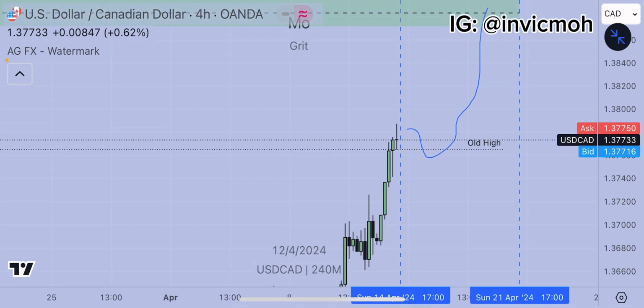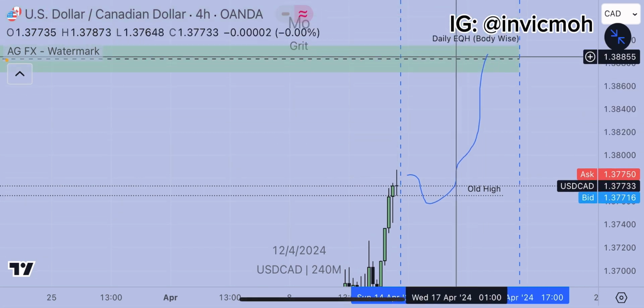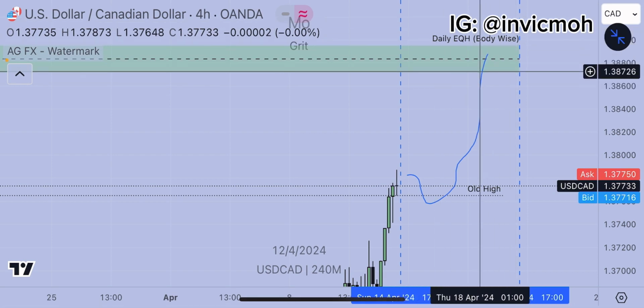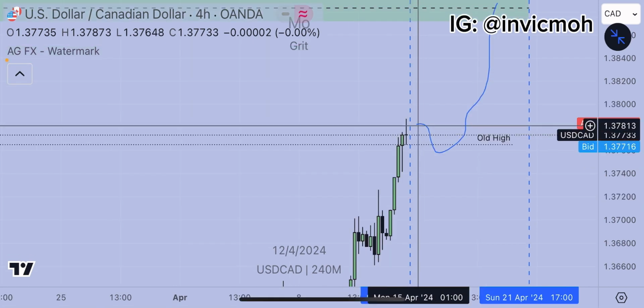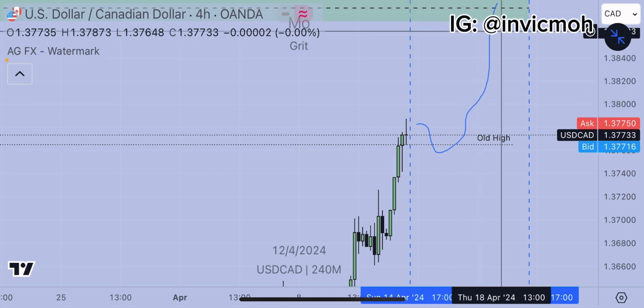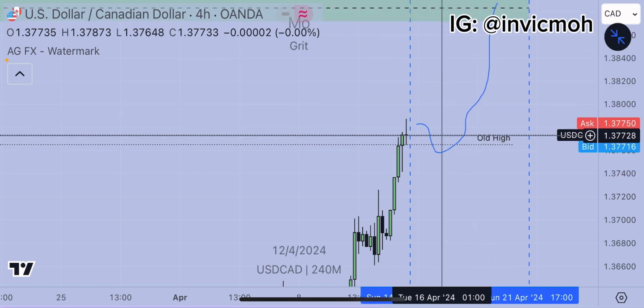But on USD CAD, I would like to see price reach for higher prices, and we can potentially see price reach for these equal highs we have on the daily time frame. Those equal highs are actually based on the bodies of the candles and not the wicks. Price can potentially give a pullback, then we can see higher prices from there, or price can just open and rip higher just like that.